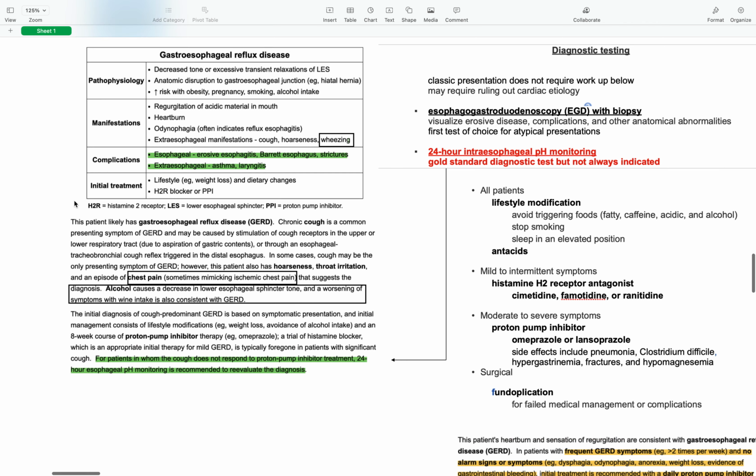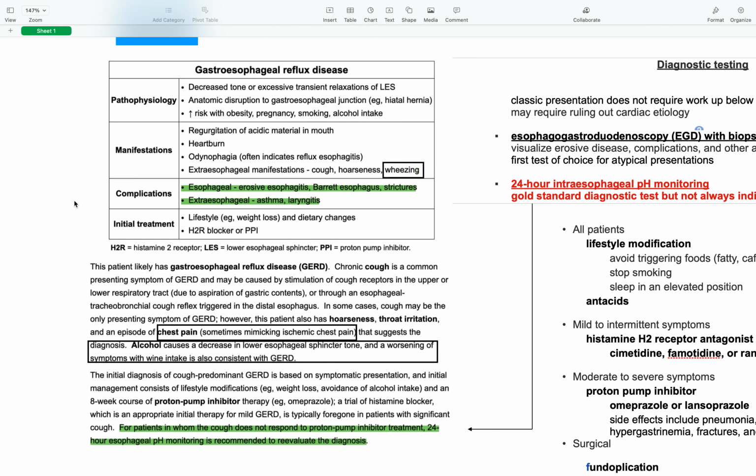So to start off, let's talk about some of the risk factors associated with GERD. The common risk factors are obesity, pregnancy, smoking, and alcohol intake. Now, these can result in a decreased tone or excessive transient relaxation of the lower esophageal sphincter, or it may cause anatomic disruption of the gastroesophageal junction, especially due to hiatal hernia. And hiatal hernia itself is very common in obesity and pregnancy.